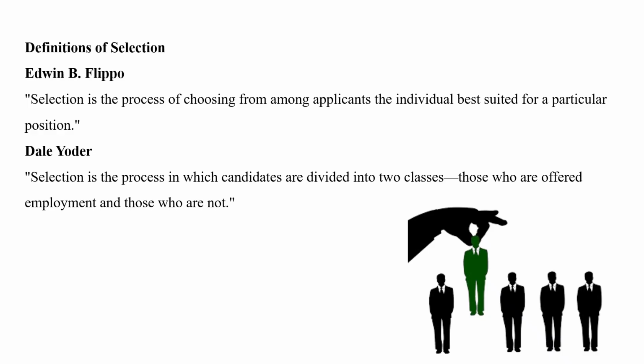with a simple example. Imagine a company receives 500 applications for the position of marketing executive. Out of 500, only one or two candidates have the exact qualification, skill, experience and personality required. The company carefully evaluates all the applicants and finally selects the person who is best suited for the position. This is exactly what Edwin Flippo means by selection. In simple words, Flippo says that selection means choosing the most suitable candidate from the group of applicants for the specific job.